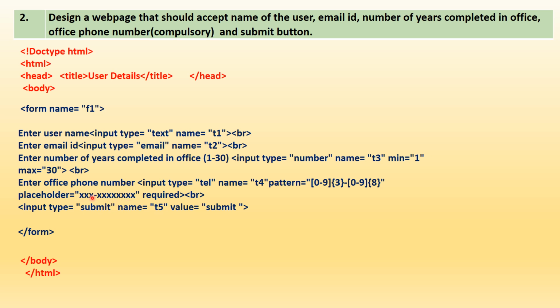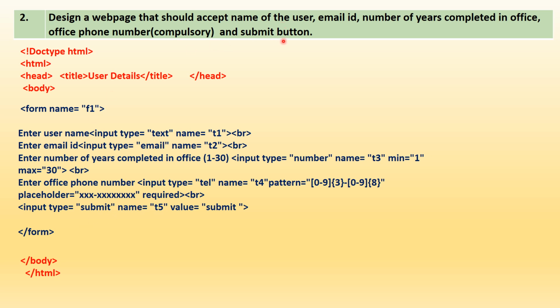For that, 3 digits 0 to 9 and the rest 8 numbers. For that, 3 digits first in curly braces. Next in curly braces 8 digits. It is comprising of 0 to 9 in square brackets, hyphen, and I've mentioned it here.